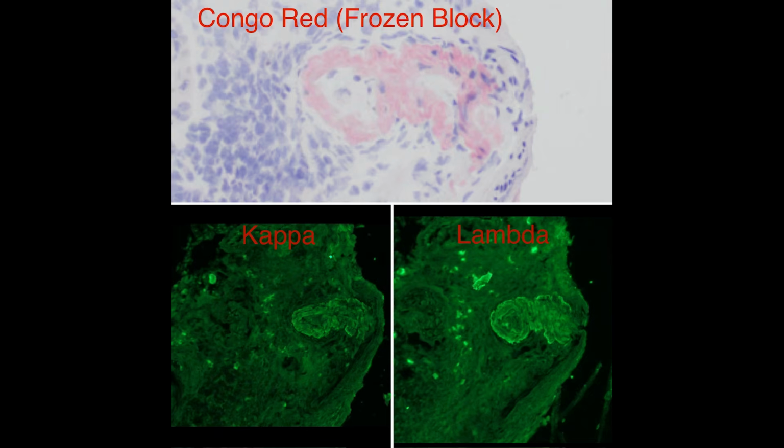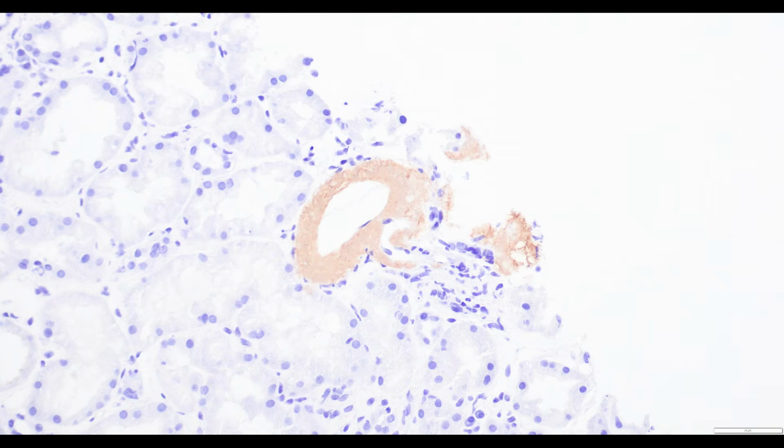Yes, a Congo red stain was performed on the frozen block shown here. And similar to the light microscopy block, it stained a few scattered arterioles that did not restrict with kappa or lambda on immunofluorescence staining. Okay, so did you do an AA or a LECT2 stain to try to further characterize the amyloid? Yes, LECT2 amyloid IHC was performed, and this was negative. The AA amyloid stain seen here highlighted scattered arterioles within the biopsy, which matched the Congo red distribution of deposits, consistent with an AA amyloidosis.